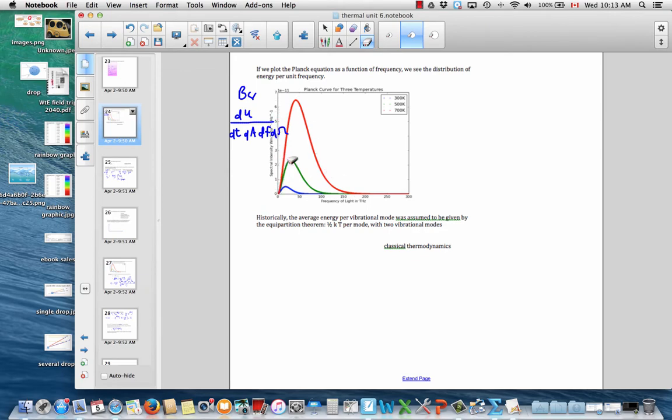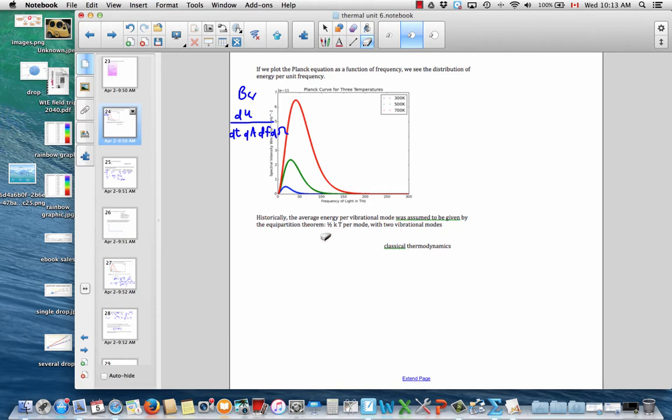And so here we've graphed it at 3 different temperatures. It also depends on temperature. So this is a black body at 300 Kelvin. This is at 500. This is 700. And so experimentally, we'll see that that's right. That's what actually emerges.